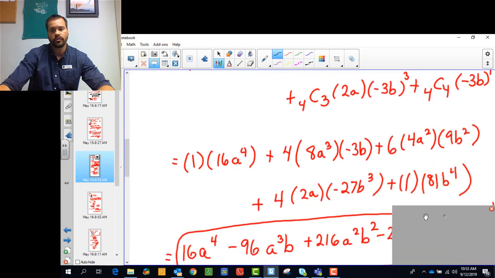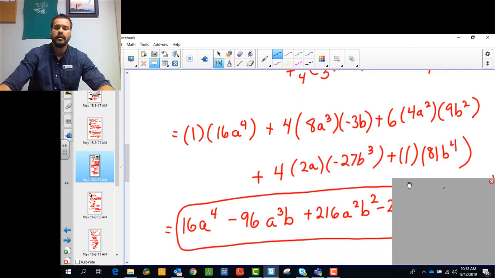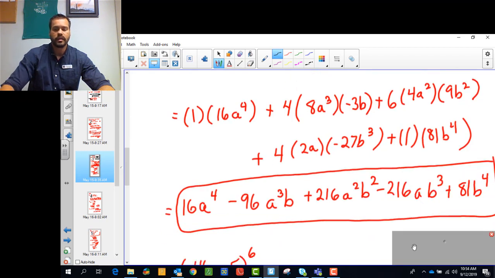Okay, and you do that for all of the terms. So the next one is 4, then 2a, and then minus 3 cubed is minus 27, and then finally 3 to the 4th is 81, and you end up with your answer. So that is how you do binomial expansion with combinations. We'll do one more video where I'll show you a few other things, but that is the basic concept.